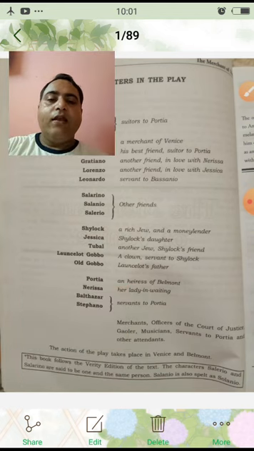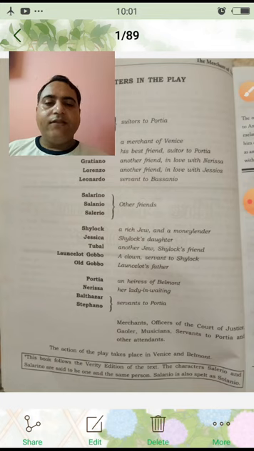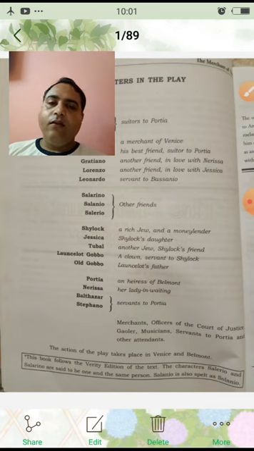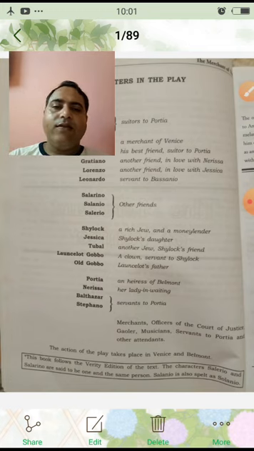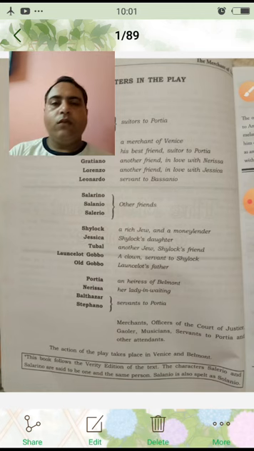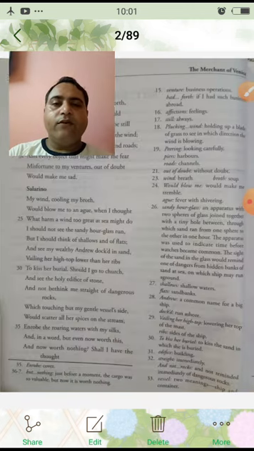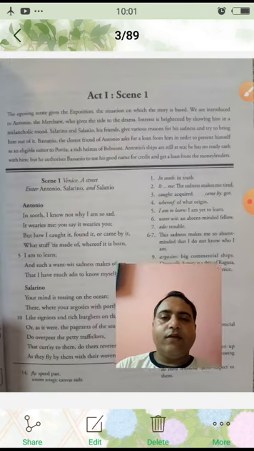And Portia, the heiress of Belmont, Nerissa, her lady-in-waiting, and Balthazar and Stephano are servants to Portia. Then merchants, officers of the court of justice, jailer, musicians, servants to Portia, and other attendants are there in the play. Now we shall start the explanation of Act 1, Scene 1. Once you are introduced to these characters of the play, now we have to start that explanation.